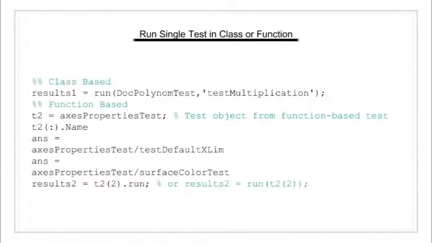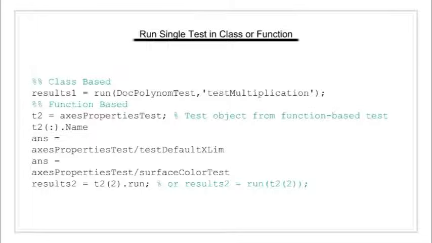The second kind of workflow is running a single test in a class or function. A single test from within a class-based test file can be run by specifying the test method as an input argument to the run method. For example, in the first line, I have run only the multiplication test from the polynomial test file. Here I have called the run function, passed the class name and also the individual test name that is to be executed.